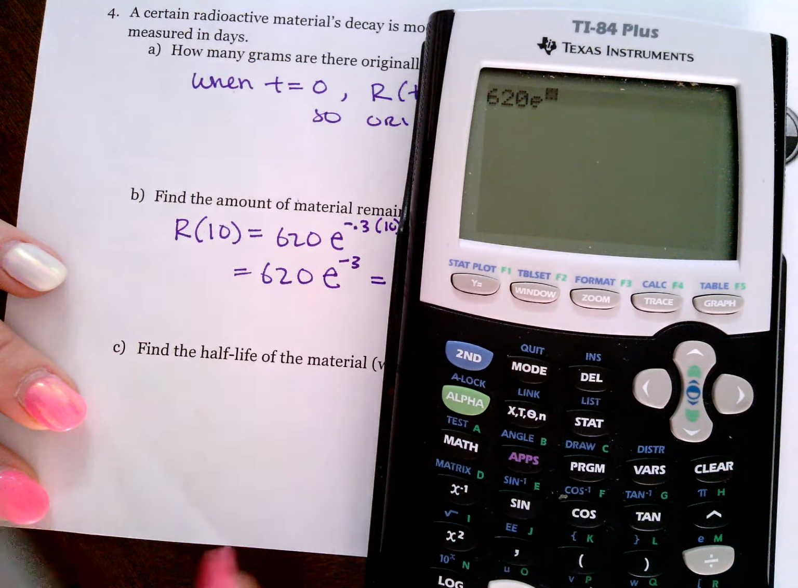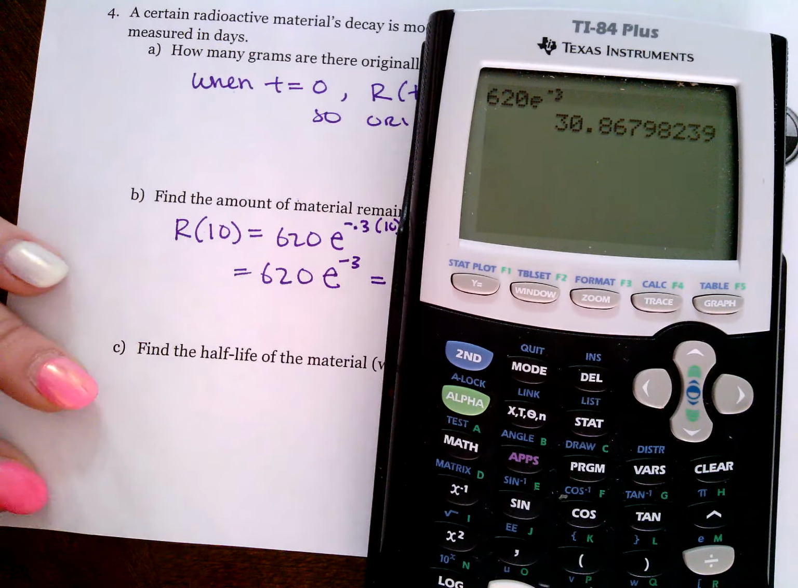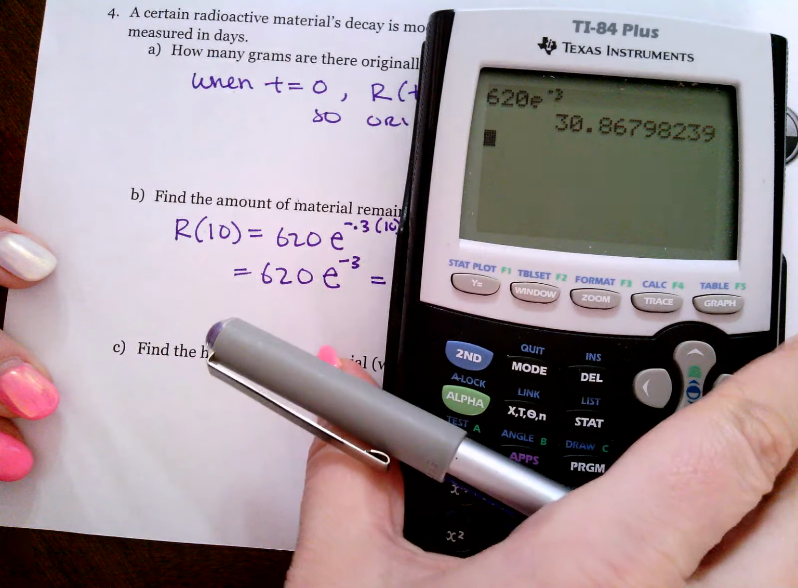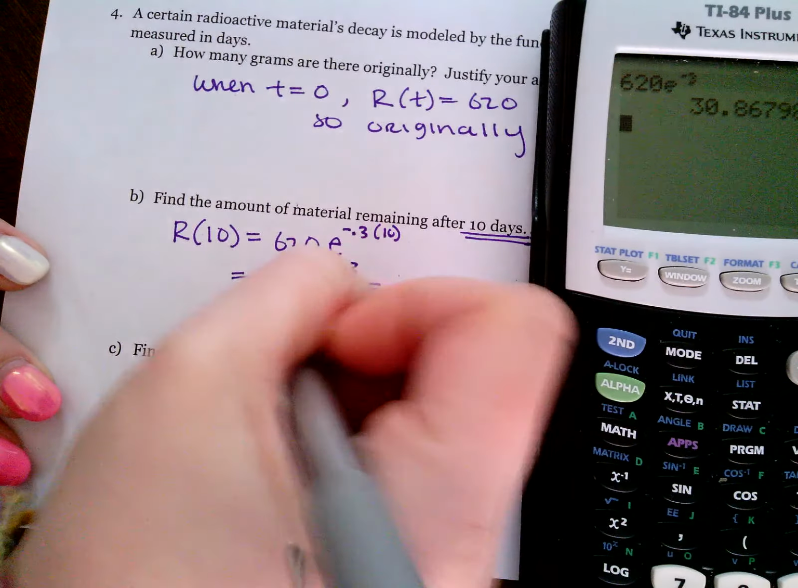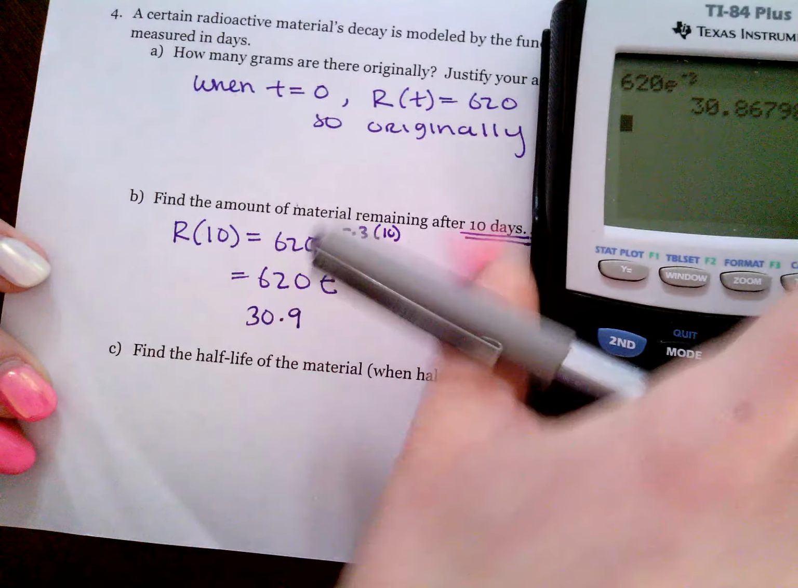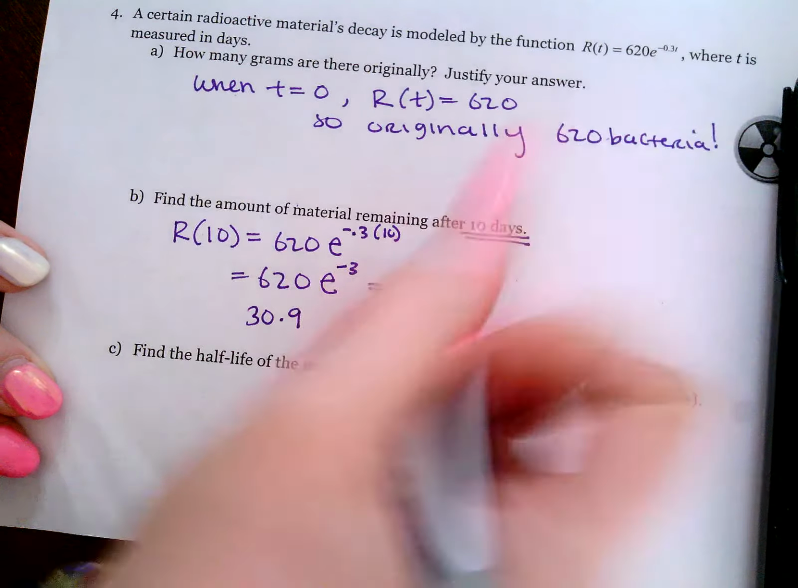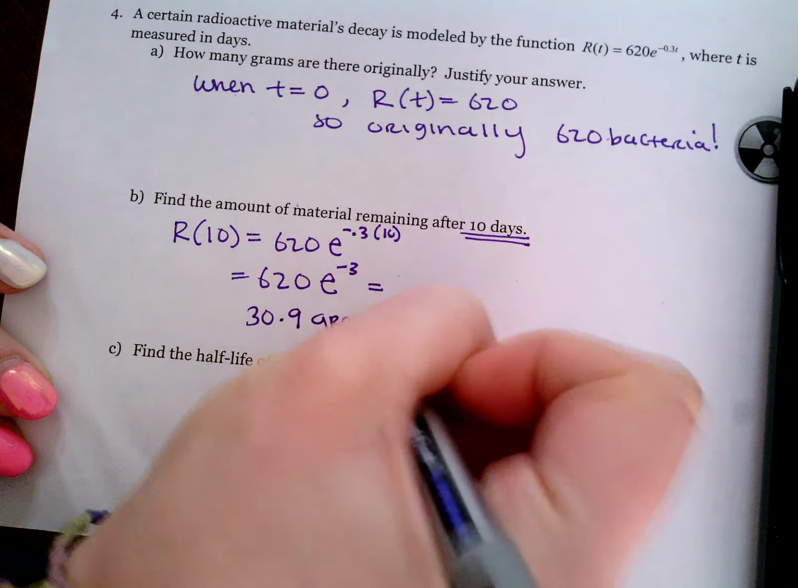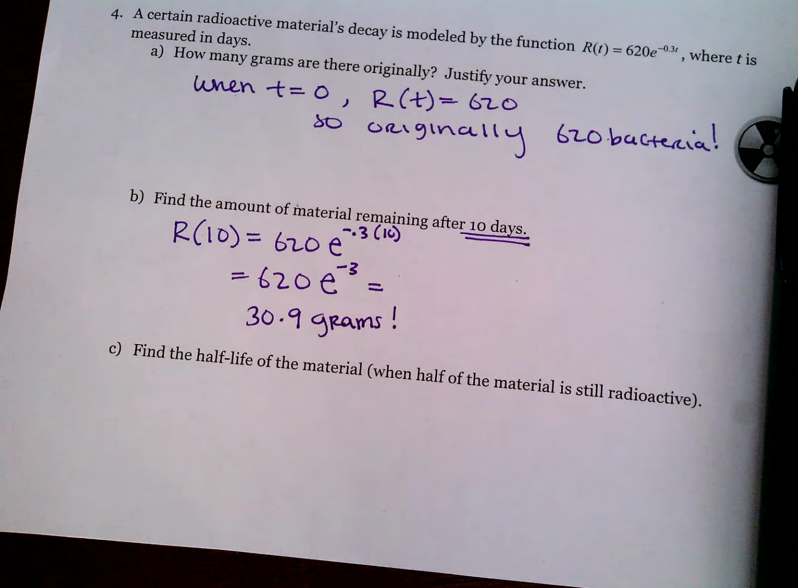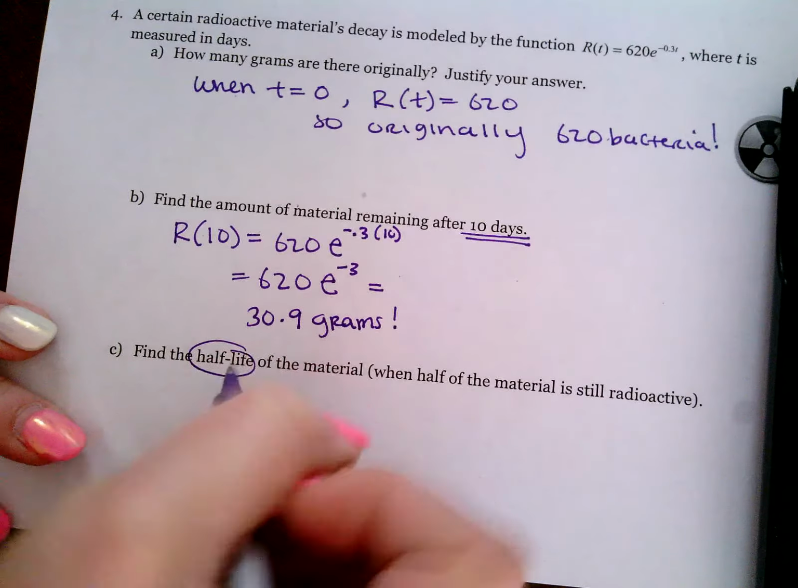Right, that makes sense. It should be decreasing. So after 10 days, there should be a lot less. It's cut by e to the power of 0.3 each time. Find the half-life. So this is like how long before half is left, or it's still radioactive. So let's see. Well, it started at 620. So let's see how long it takes to get to 310. Right, so 310 equals 620 e to the power of negative 0.3 t.